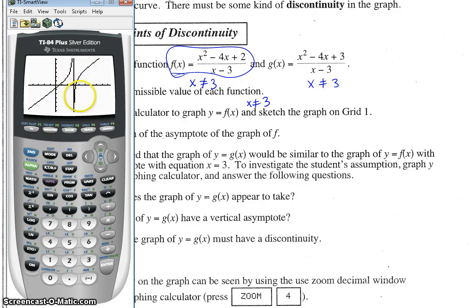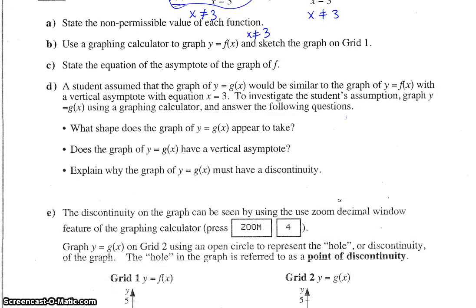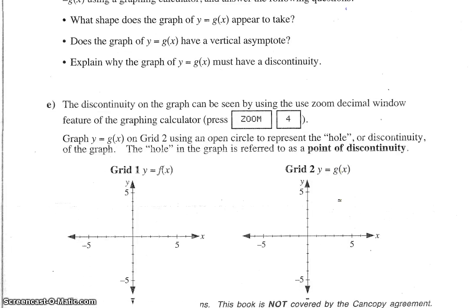Yeah, so that vertical line obviously is not part of the graph. It's a vertical asymptote happening at, what do you think? Probably x equals 3, right? Okay, so let's go back to our thing. Did they give us a grid 1 somewhere? Yes, they did, down here. So we're going to put that on there.